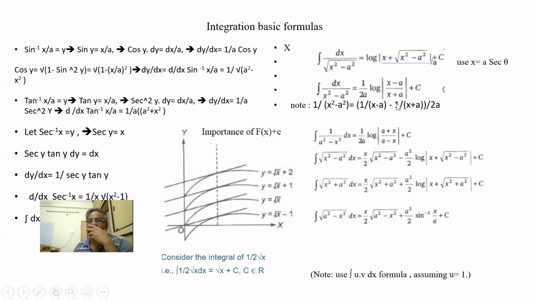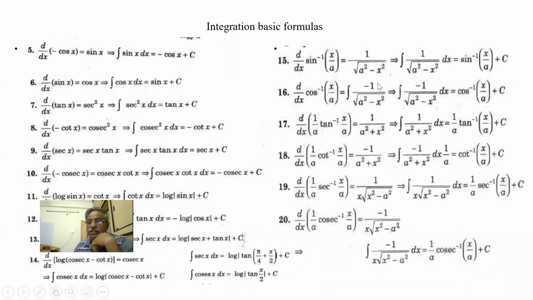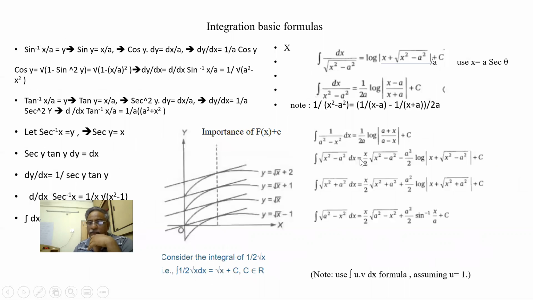So let us understand this. Dx by x square minus a square. These were all first a square, then x square. Now we are going to the other side, where x square minus a square is coming here. Dx by square root of x square minus a square is equal to log of x plus square root of x square minus a square plus c, or 1 by a into log of x plus square root of x square minus a square by a plus c.